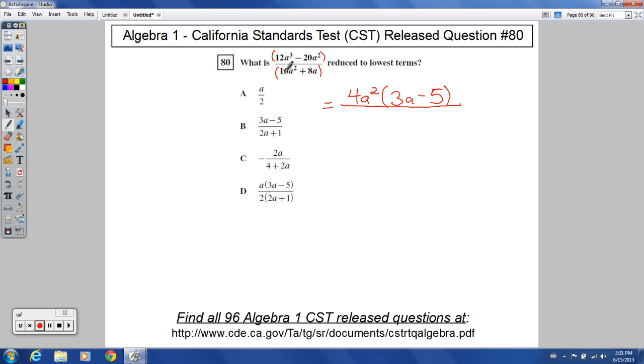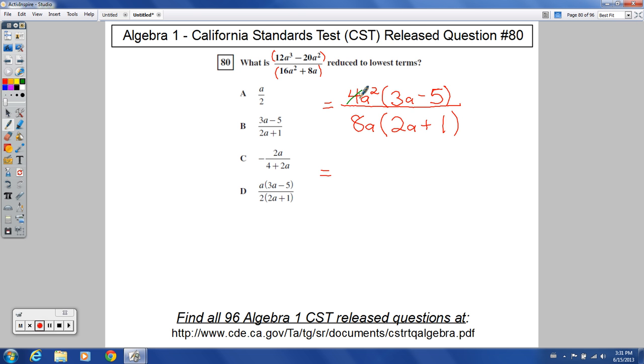And then on the bottom, looks like I can factor 8a out of both of those parts, and we've got 2a plus, you'd have to put plus 1, not plus 0, because 8a times 0 would give you nothing, but you want to have 8a there. So 8a times just the number 1 gives you that. So it looks like these are not going to cancel out at all. You can't break these down any farther, but we can reduce these parts here.